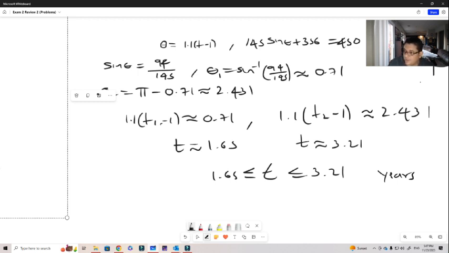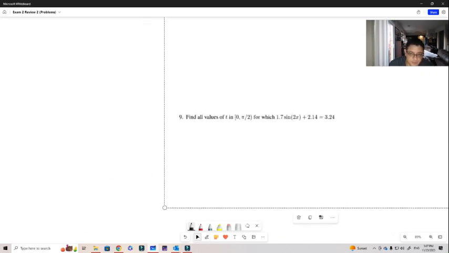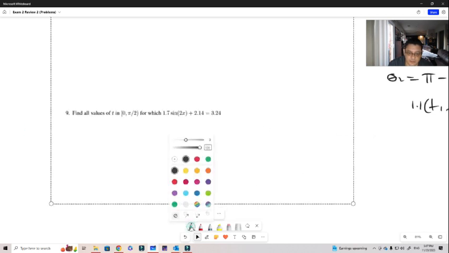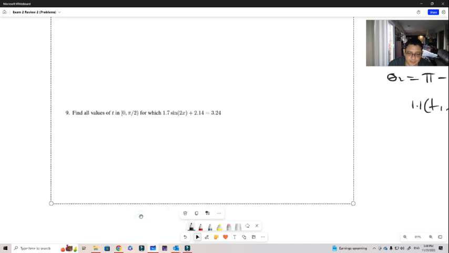Now, last question, number 9. We want to find all the values for which 1.7 sine of 2x plus 2.14 equals 3.24. But now we have a reduced interval here. We're only going to be using the interval 0 to pi over 2.